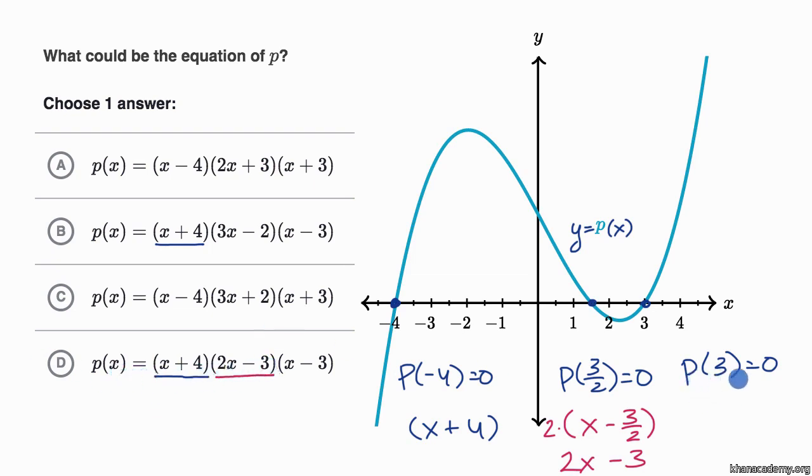But let's just verify it with this last one. For p of 3 to be equal to 0, we could have an expression like x minus 3 in the product, because this is equal to 0 when x is equal to 3. And we indeed have that right over there. So choice D is looking very good. When x is equal to -4, this part of our product is equal to 0, which makes the whole thing equal to 0. When x is equal to 3/2, 2x minus 3 is equal to 0, which makes the entire product equal to 0. And when x is equal to 3, it makes x minus 3 equal to 0. 0 times something is going to be equal to 0.